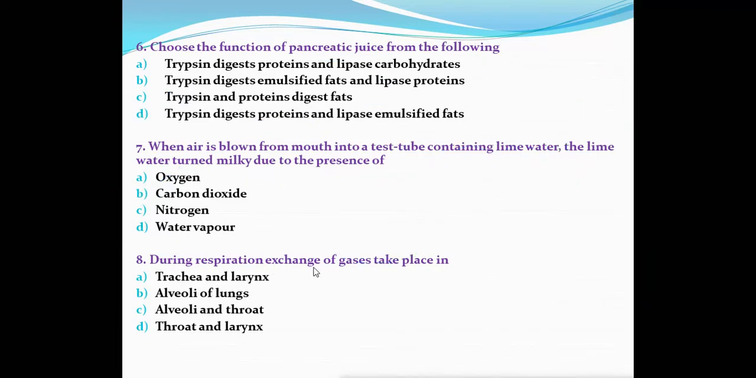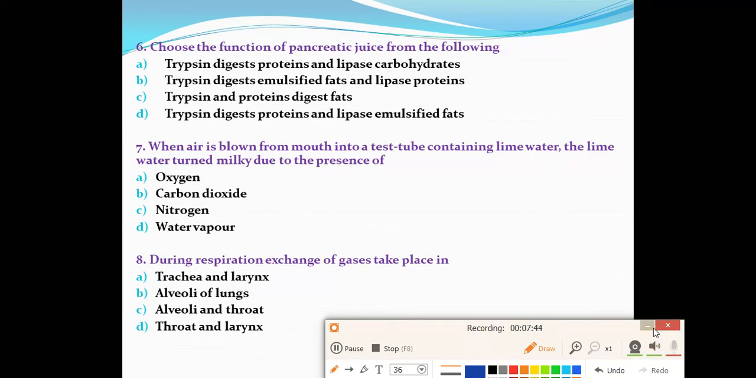During respiration, exchange of gases takes place in. So you know that in our body respiration takes place because of our respiratory system. And which organ is responsible for respiration in our body? Lungs, right? So in the lungs, balloon-like structures are present which help in the exchange of gases, and we call them alveoli. So exchange of gases will take place in the alveoli of lungs. Now come to question number 9.